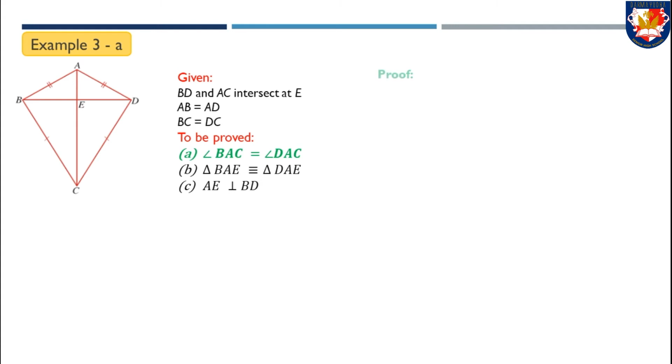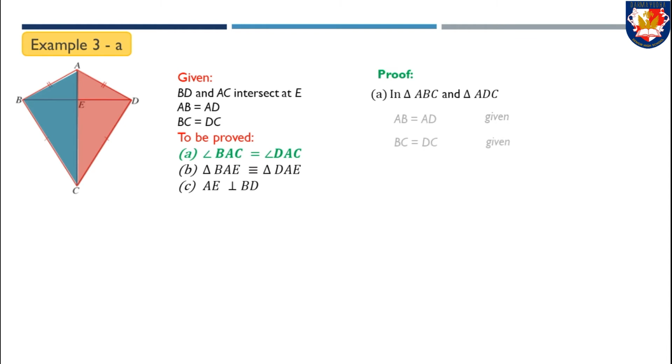To begin our proof, we begin with illustrating the triangles. Let's say triangle ABC and triangle ADC. It is given in the question AB equals AD and BC equals DC. The other part of those triangles is side AC. Side AC in triangle ABC equals side AC in triangle ADC. We write AC equals AC because it is a common side for both triangles.